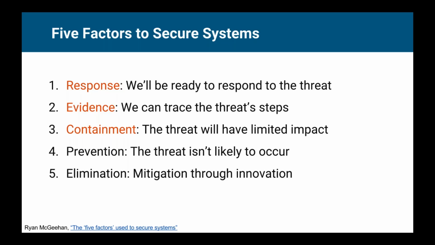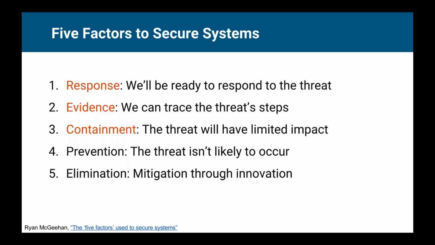Once you identify a threat, you need evidence. You need to trace the threat steps forward and backward and have good visibility into what happened so that you can identify the scope of the activity and improve the system going forward. Third, you also need to focus on containment and mitigation, so that threats will have limited impact.